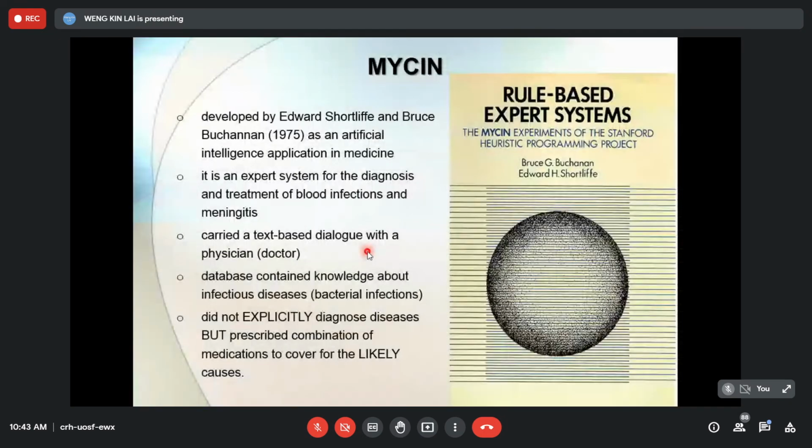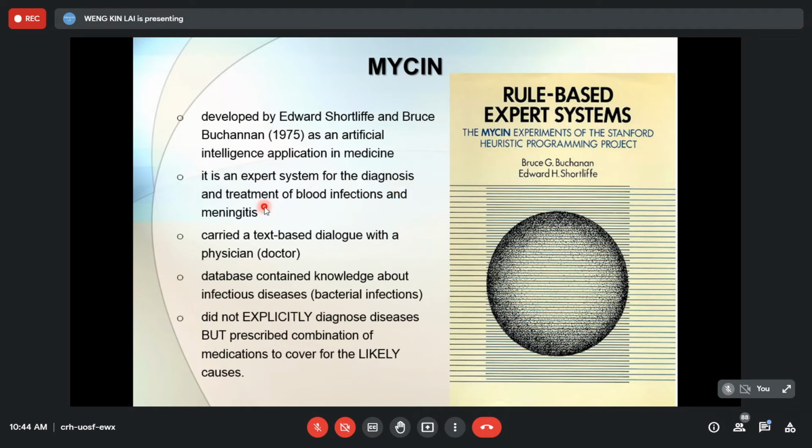Right. Now let's take a small deviation from the discussion so far. Let's look at the example of an application of a rule-based expert system. This was based on a system called MYCIN, developed by two persons, Edward Shortliffe and Bruce Buchanan, in 1975 as what they called an artificial intelligence, AI, application in medicine. So this is a rule-based system in medicine. What does it do? It is an expert system for the diagnosis, right? Identify the problem and the treatment.